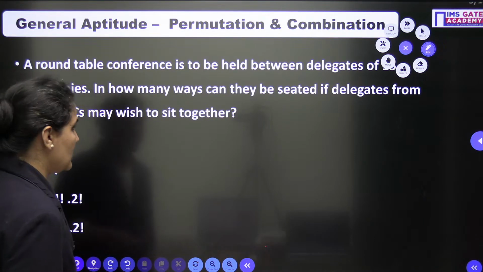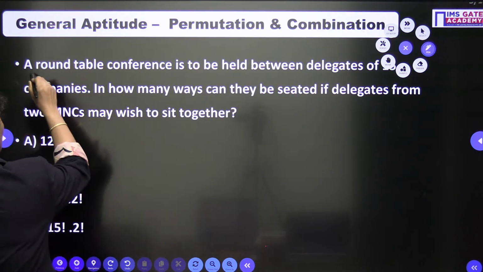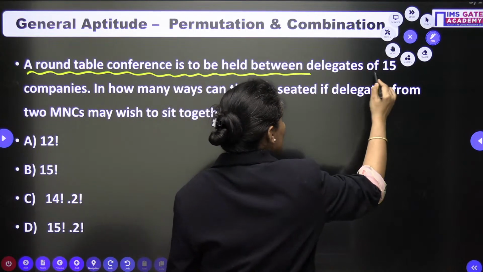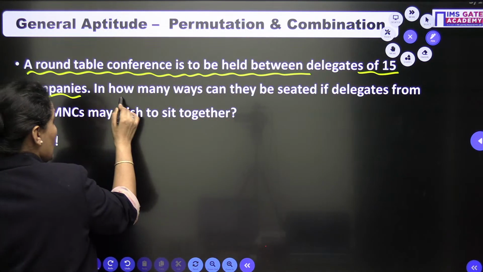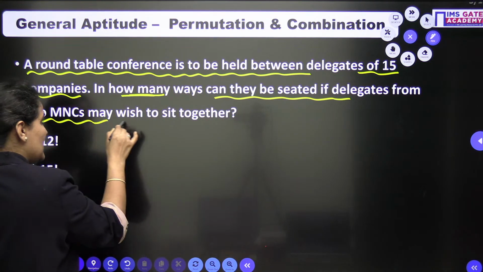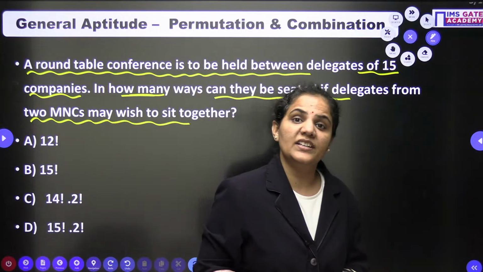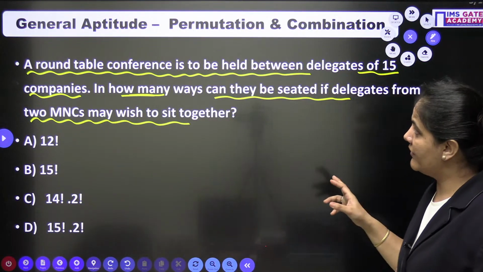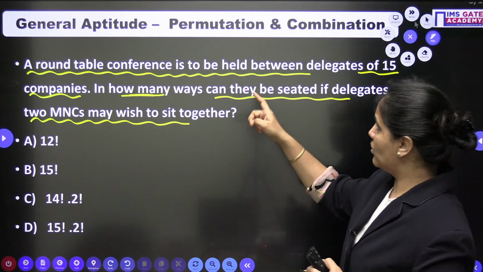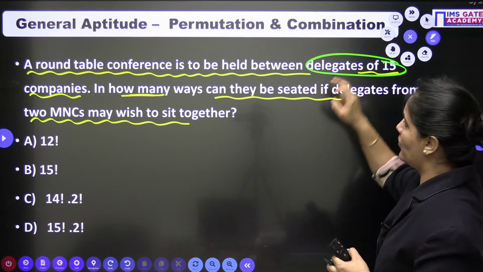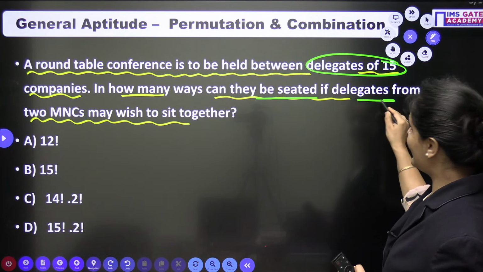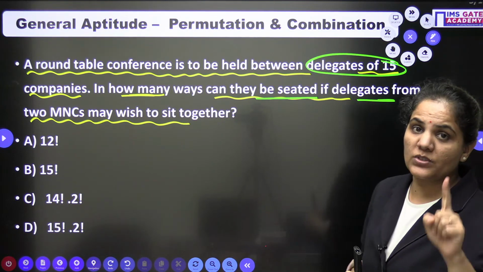Now this is a good question from the circular arrangement. A round table conference is to be held between delegates of 15 companies. In how many ways can they be seated if delegates from 2 MNCs may wish to sit together? So here what is given to us? Around the round table you need to do the arrangement. So round table conference is to be held between how many persons? 12 companies. In how many ways can they be seated if delegates from 2 MNCs may wish to sit together?